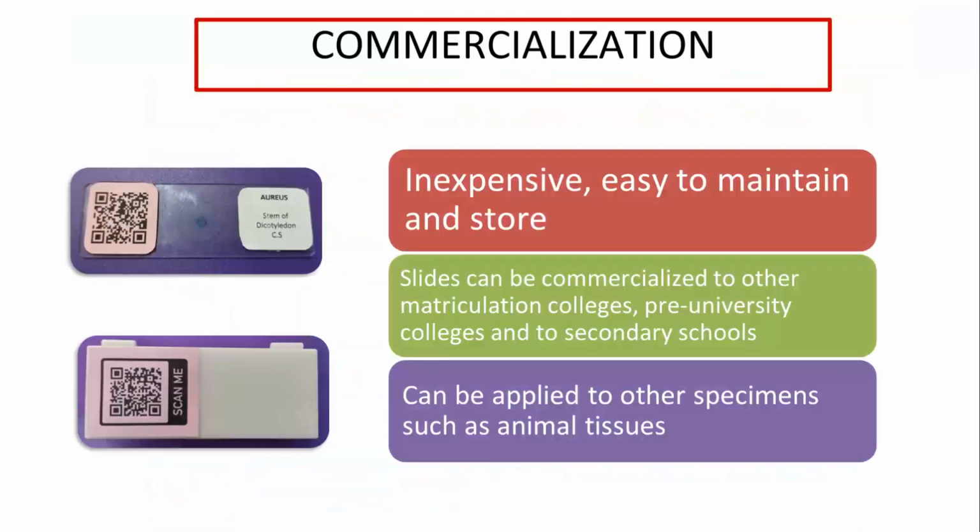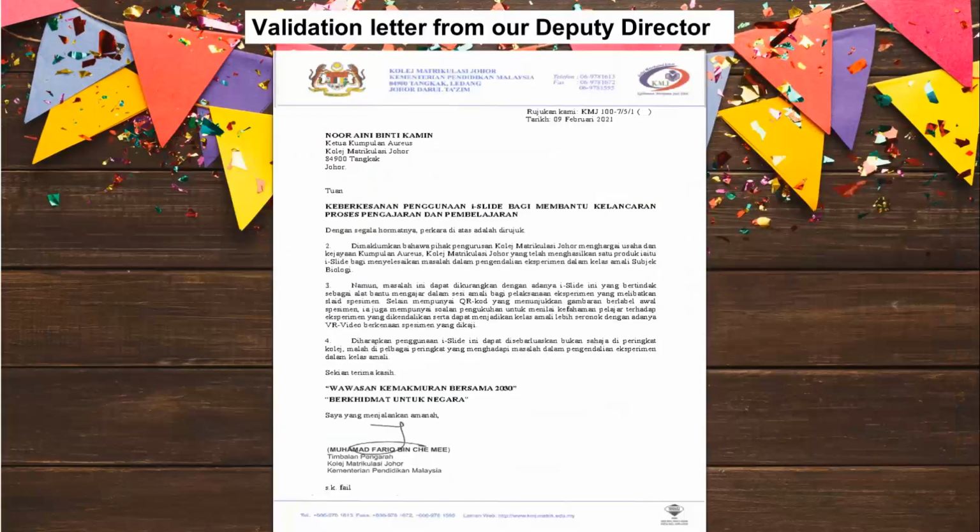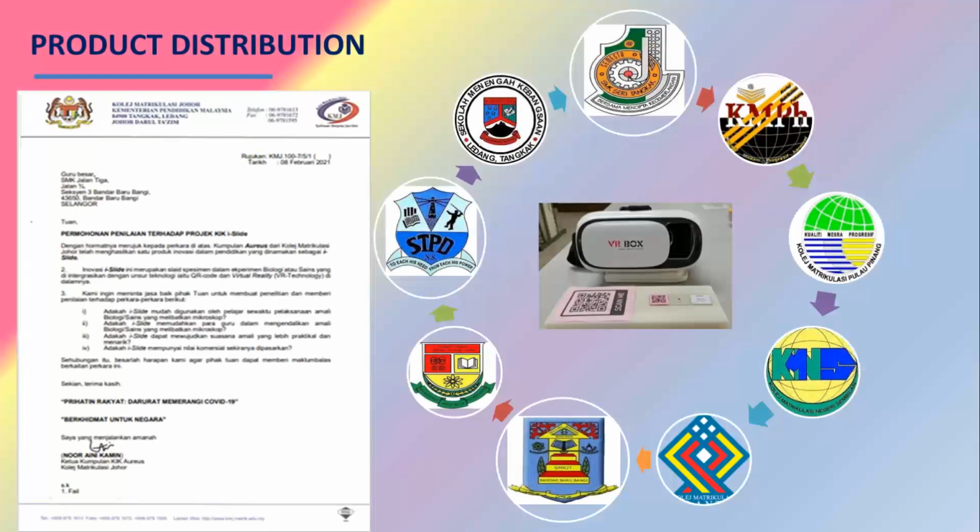In terms of commercialization, iSlide is inexpensive, easy to maintain and store. Slides can be commercialized to other matriculation colleges, pre-university colleges, and secondary schools, and can also be applied to other specimens such as animal tissues. iSlide has also been registered under MyIPO. iSlide has also been distributed to other matriculation colleges and secondary schools.